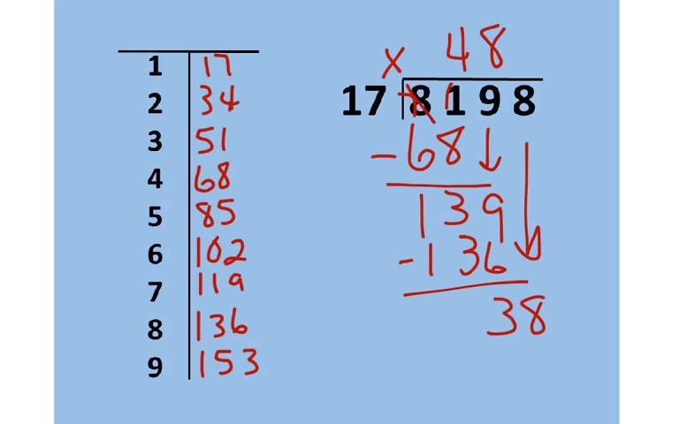I have 38 left. And I repeat the process again. What number on my doubles table gets me closest to 38 without going over? 34 is correct. And how many times do I need to multiply 17 to get 34? 2 times. That goes up there. 17 times 2 is 34. I subtract from my 38, leaving me with a remainder of 4.